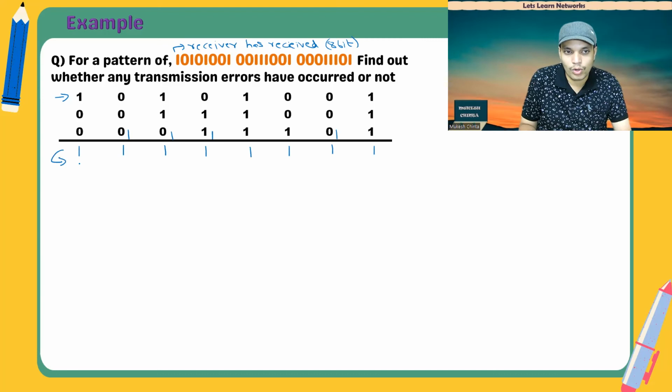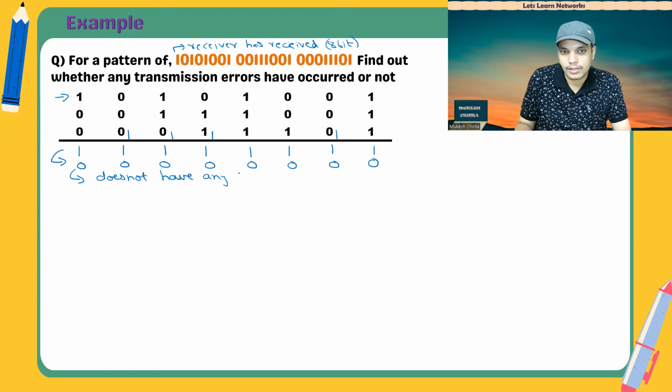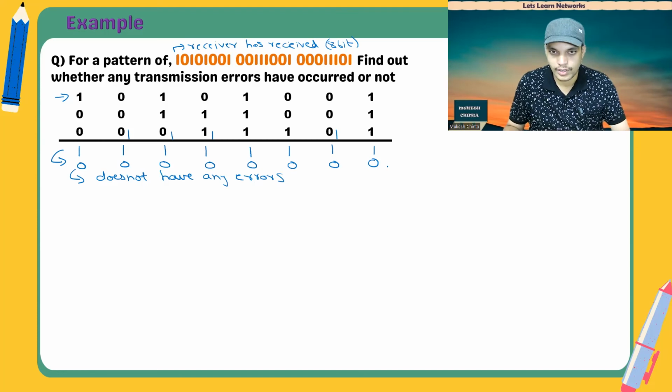And if I complement it, what do I get? I get all zeros, right? Which means that this particular transmission does not have any errors, because the resultant checksum is all zeros.